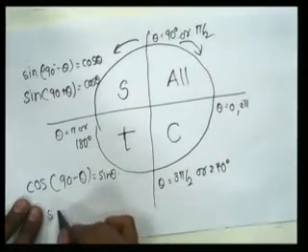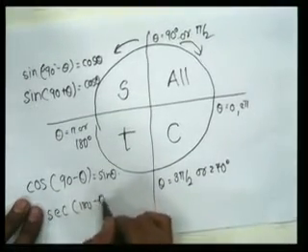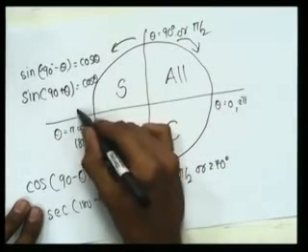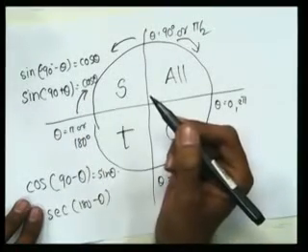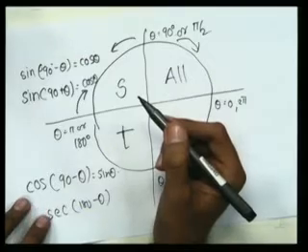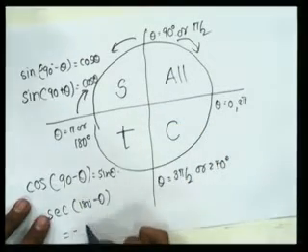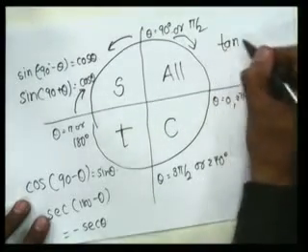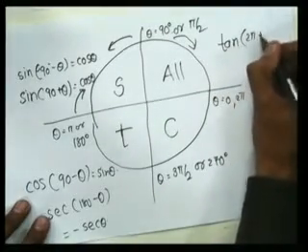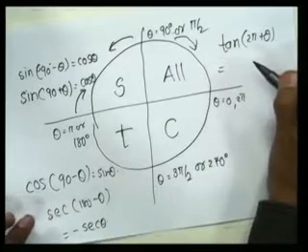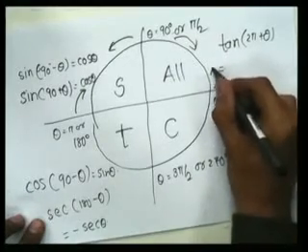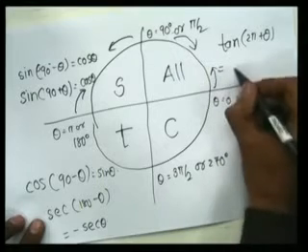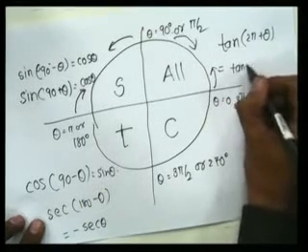Suppose I want to find sec 180 minus theta. 180 minus means we are subtracting the angle, so it will be in the second quadrant. In the second quadrant, as we know, sec is negative, so it will be minus sec theta. Suppose I want to find the value of tan 2 pi plus theta. 2 pi plus means we are adding the angle, so tan of 2 pi plus theta is tan theta. In the first quadrant, tan is positive.